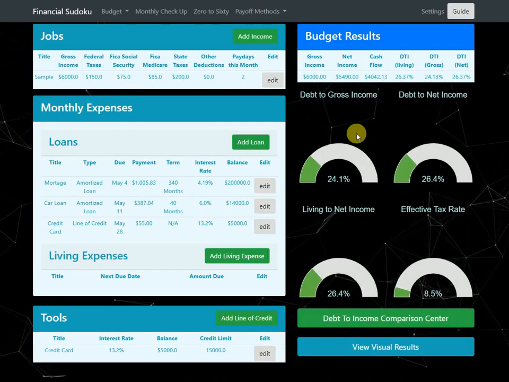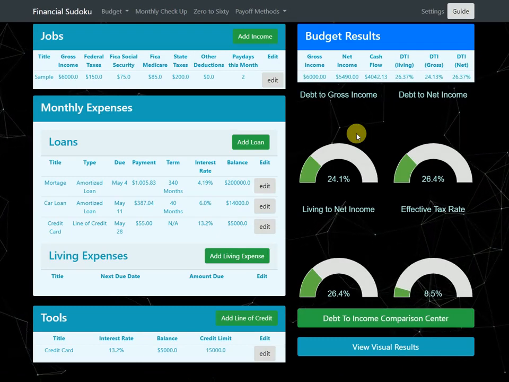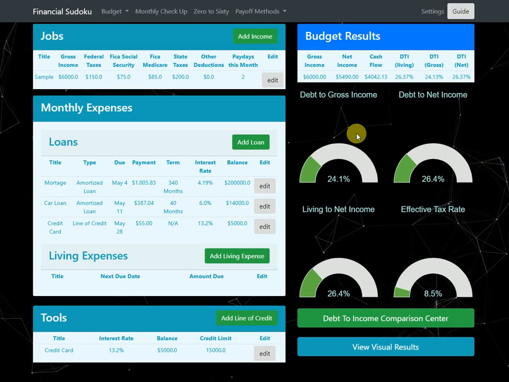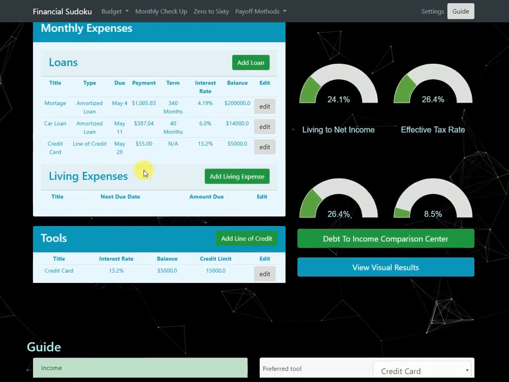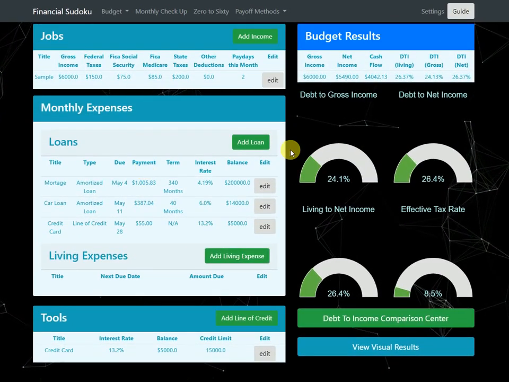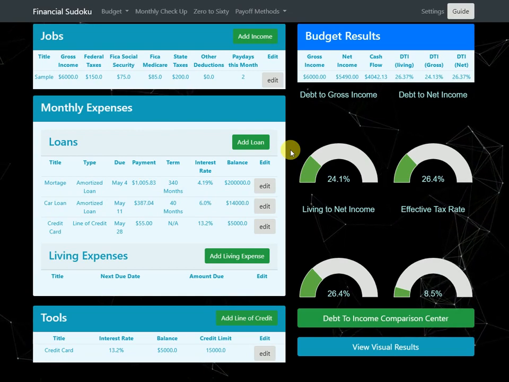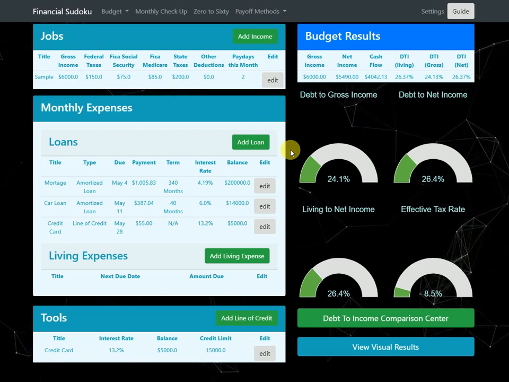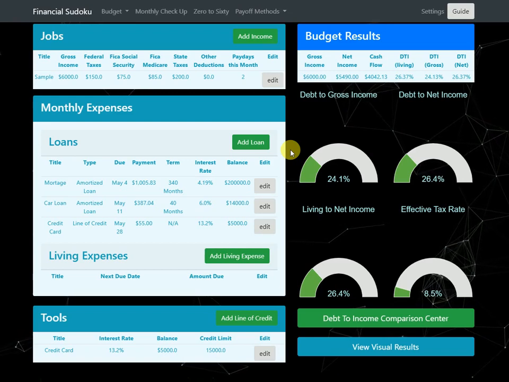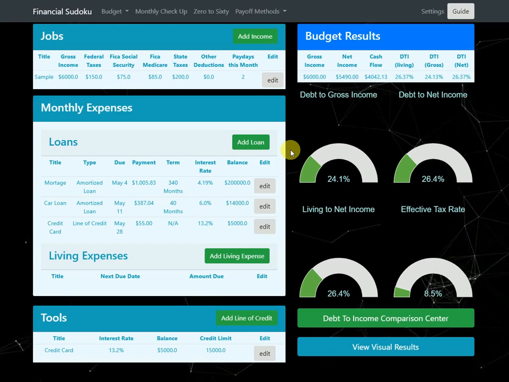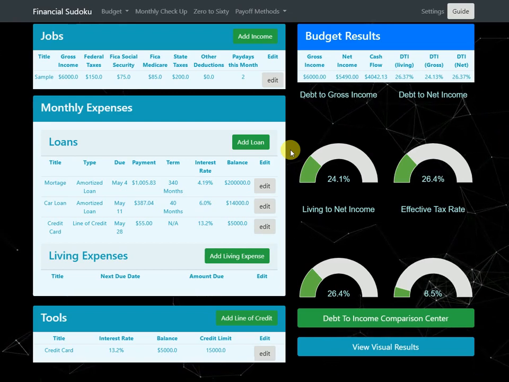That'll take me to the budget setup screen. On this screen on the left side, we have all of our details for our budget. And on the right side, we have our budget metrics. So it's going to show us our gross income, our net income, and then the 3 DTI metrics that we use to show what's going on in our life. Then it's also going to show us our cash flow.